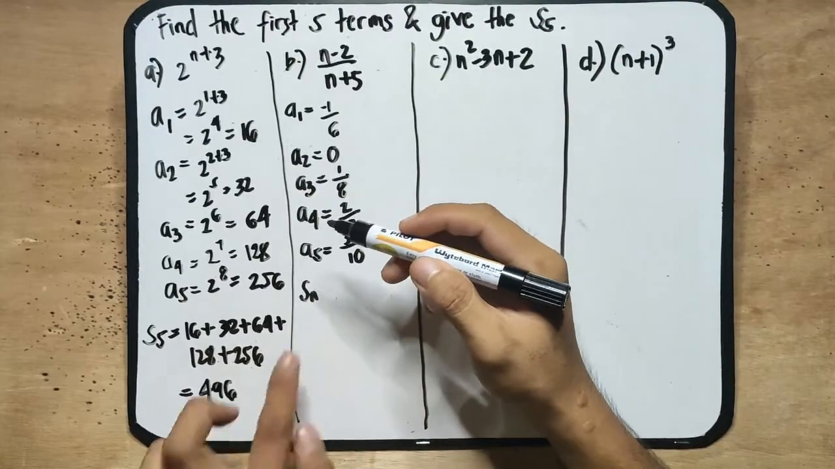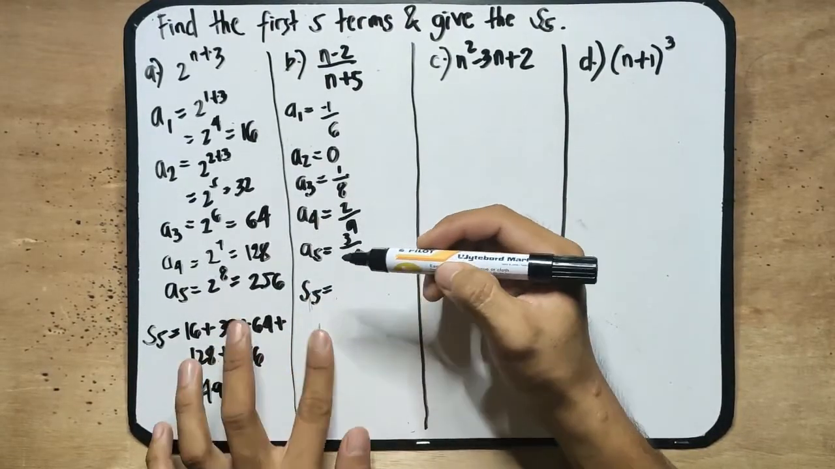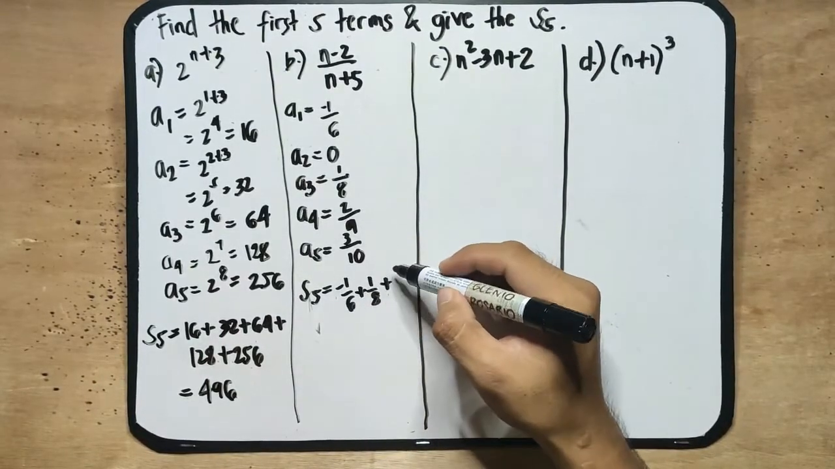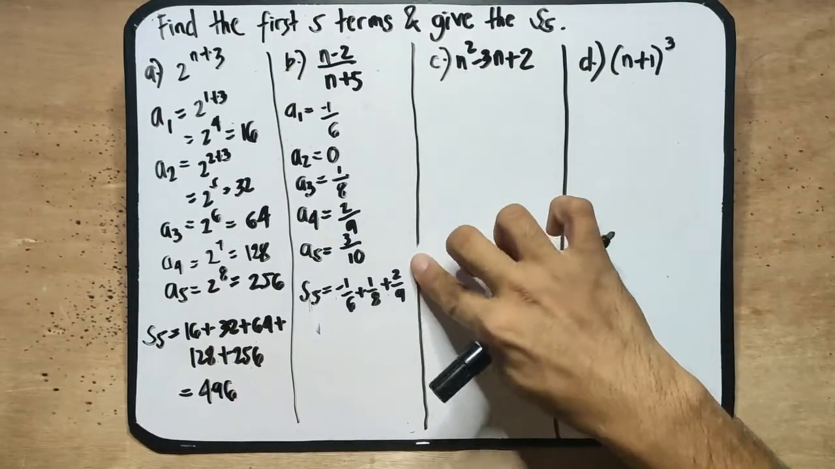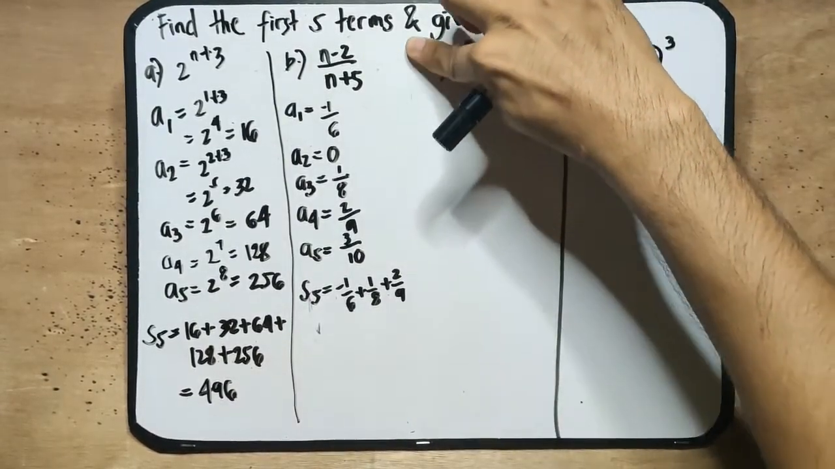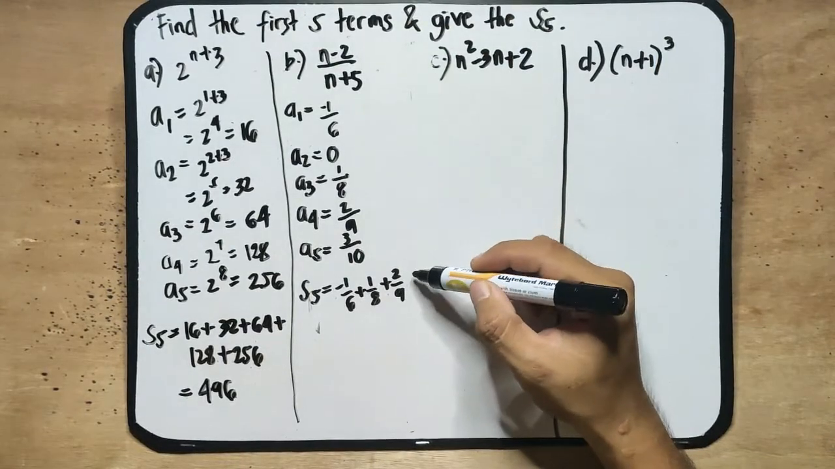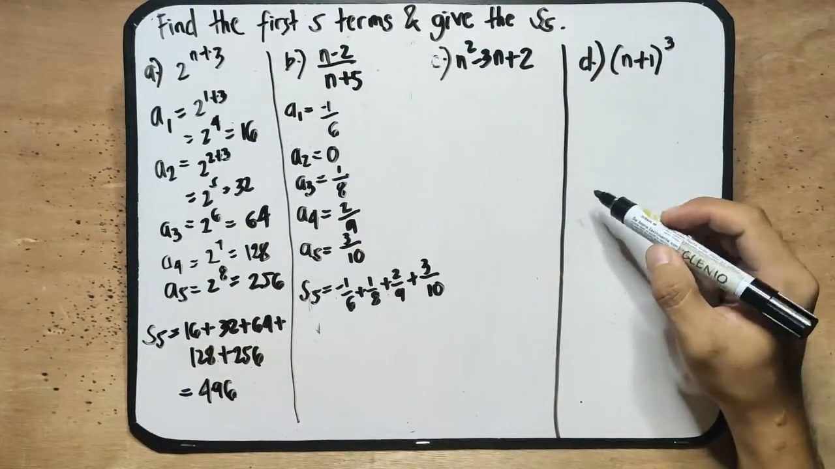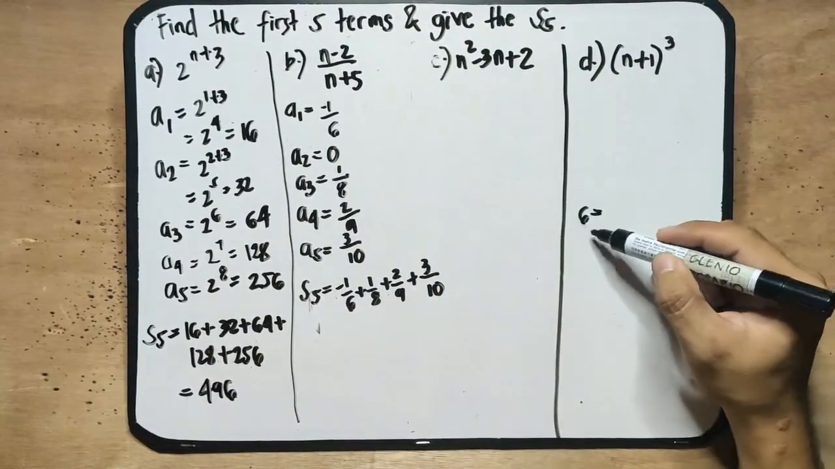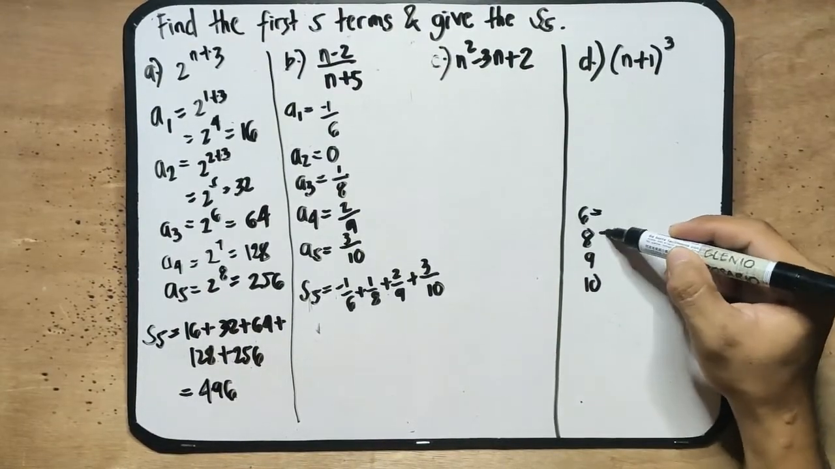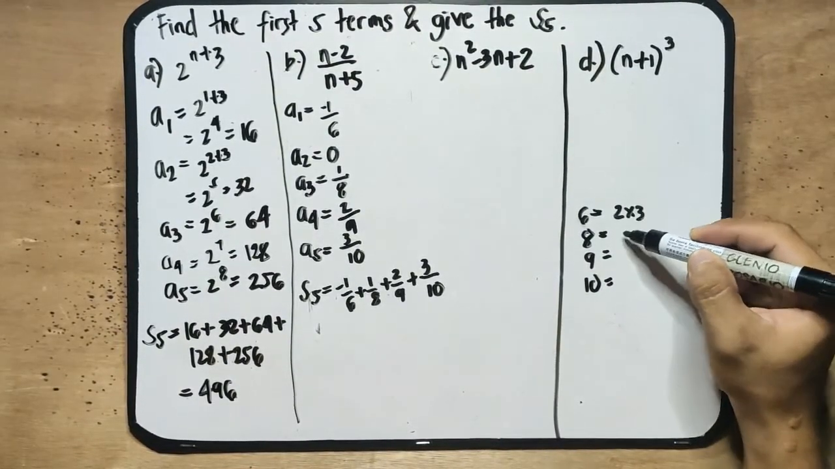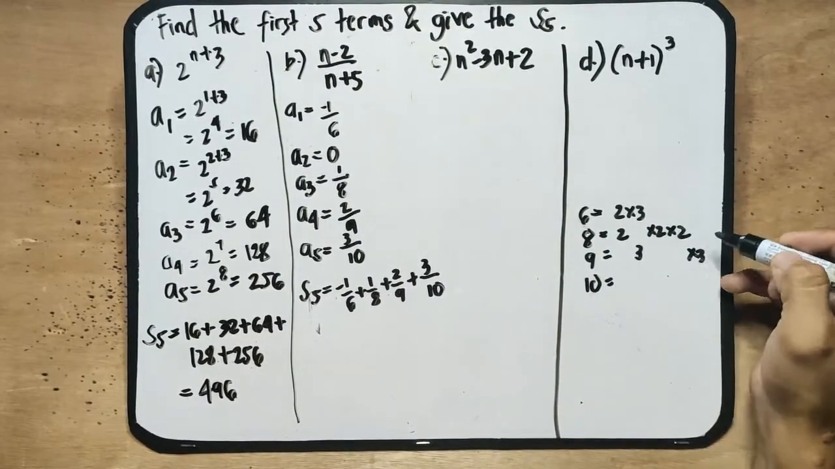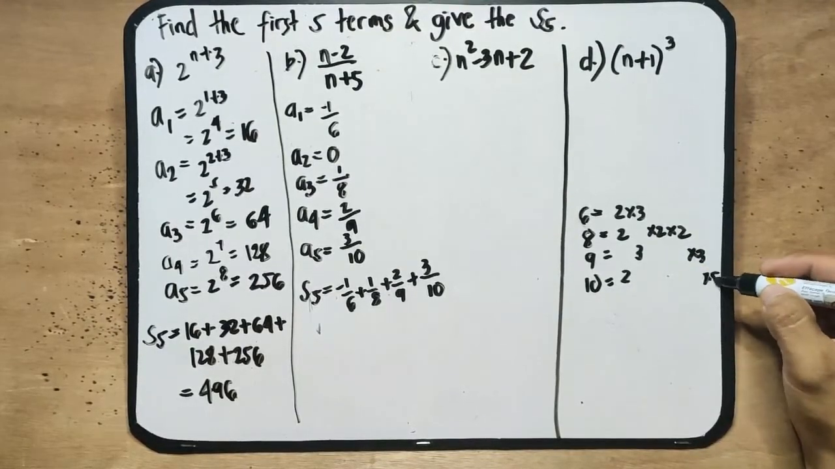To add these terms to obtain S sub 5, we have negative 1 all over 6 plus 1 all over 8 plus 2 all over 9 plus 3 all over 10. So I'll just use this space here. To obtain the LCD, let's try to identify the LCD. So we have the factors of 6, 8, 9, and 10. This will be 2 and 3. This will be 2 and 2 and 2. This will be 3 and 3. Then 10 is 2 and 5.